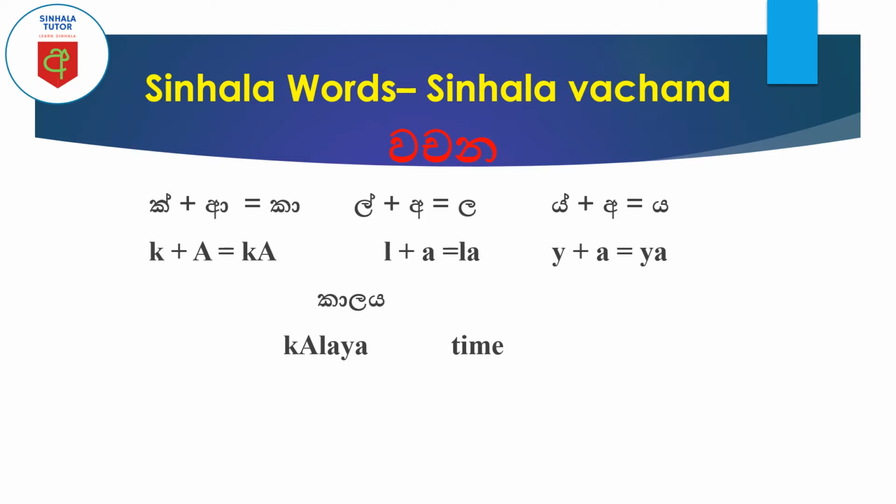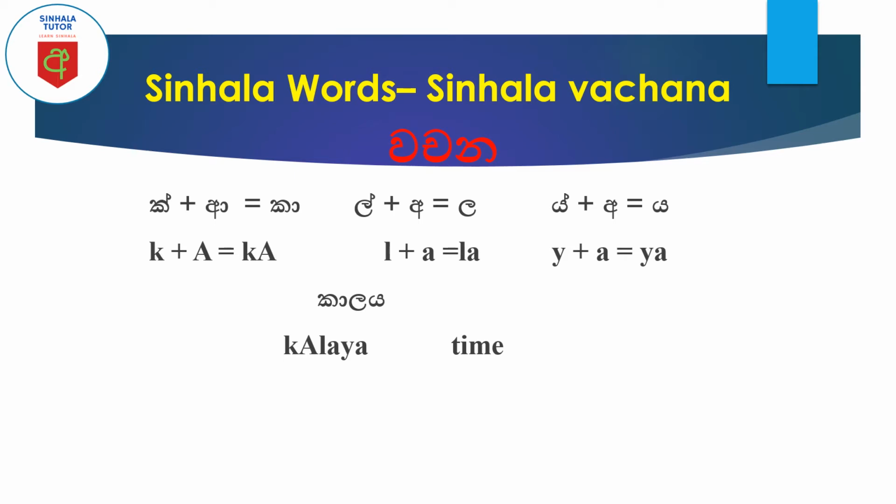It produces ka, the longer ka. Then the second letter, that is la, is produced with the consonant plus vowel. And the third one is e, and so the result is the letter ya. So the first letter is ka, the second letter is la, and the third letter is laya.